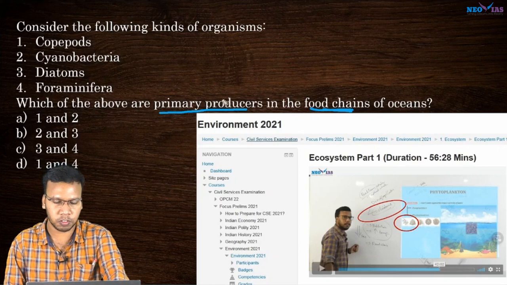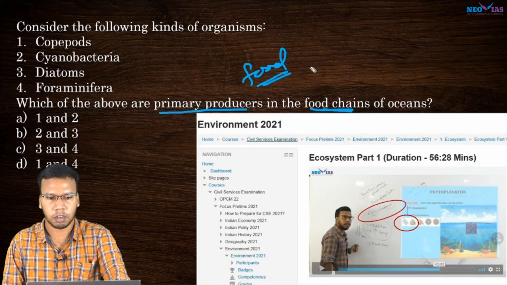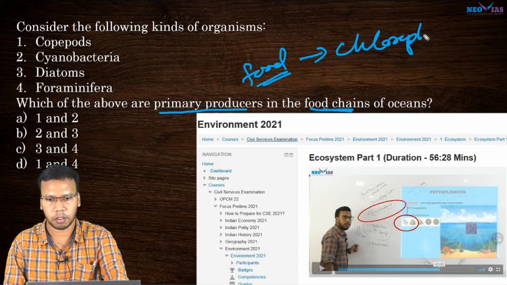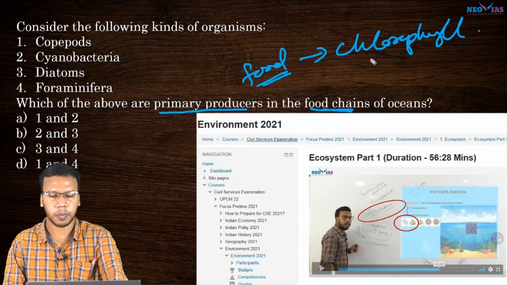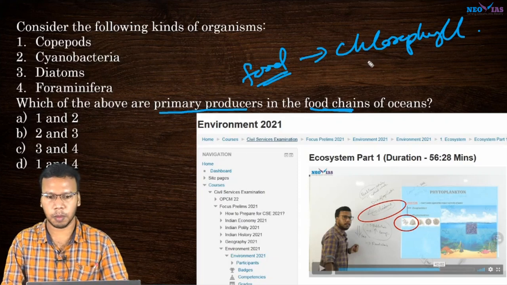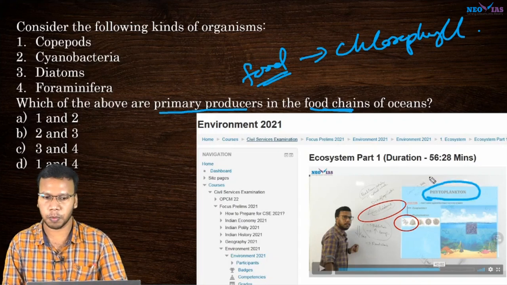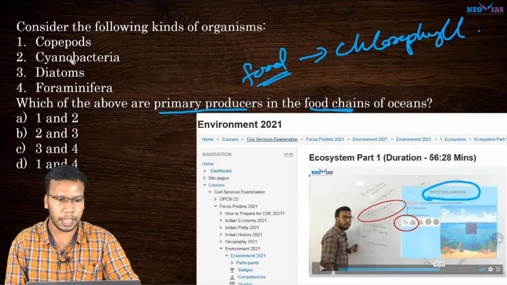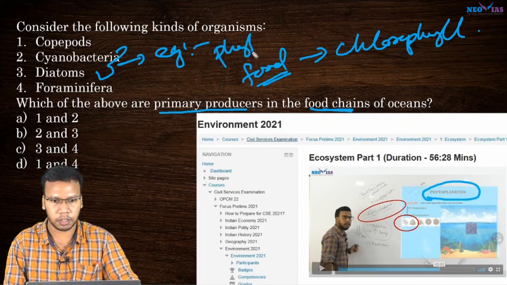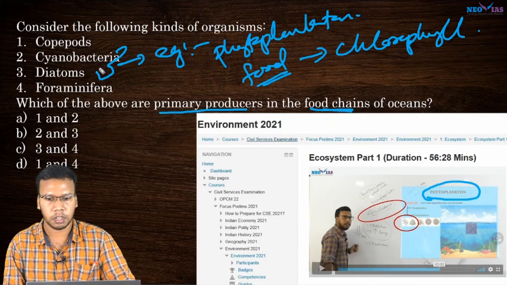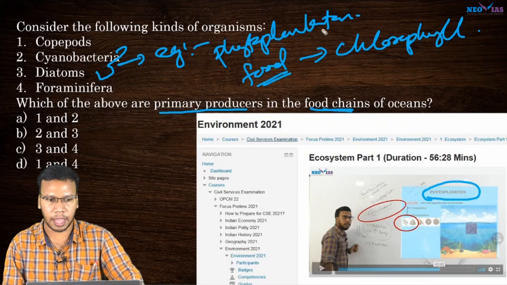So we know that producers means they are producing the food for the ecosystem, right? Because they are having chlorophyll. As part of the ecosystem, you might have studied about the phytoplanktons, because phytoplankton is one of the important areas of UPSC. Here they have given the cyanobacteria and diatom. These two are examples of phytoplankton, because both are having chlorophyll. So they are examples of phytoplankton.